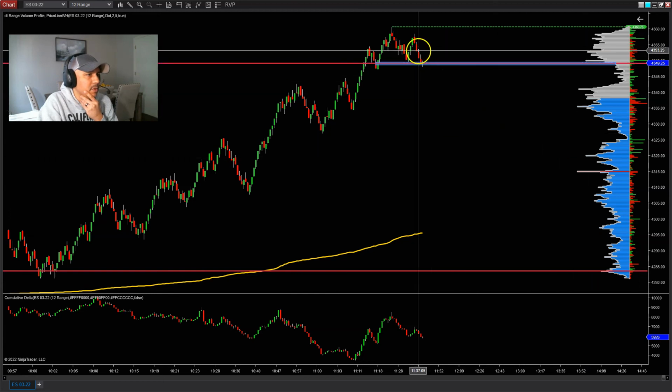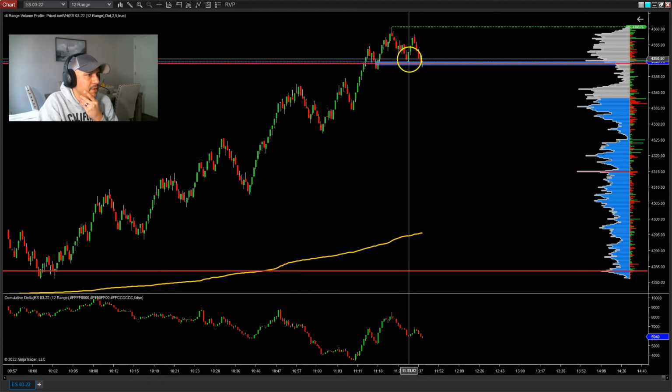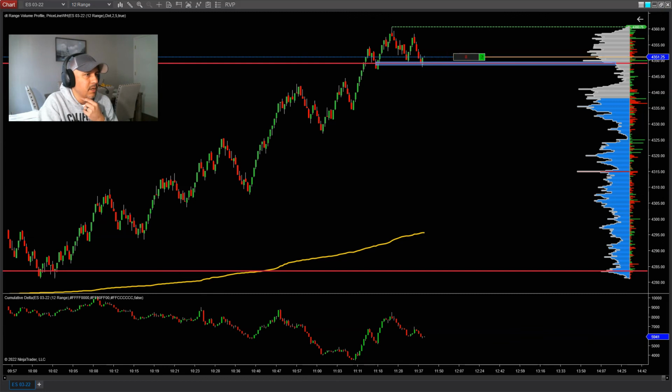Okay, so we broke this area right here. So we broke this low right here. So we have to be careful. I think I'm gonna stand down now. Let's see what the market does here. All right, I'm long.